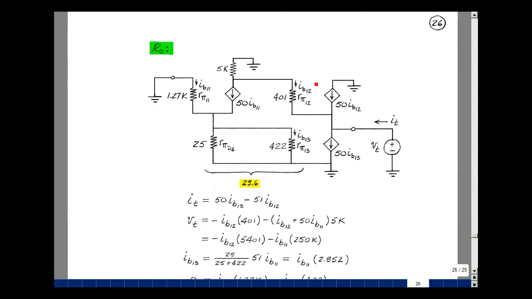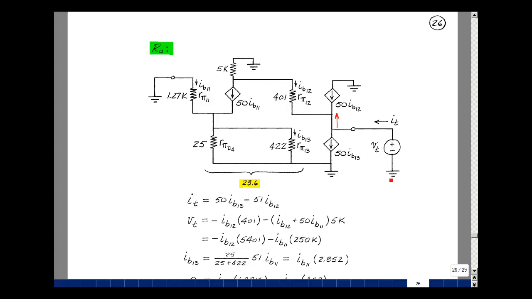To complete our model of the amplifier, we need to find the output resistance, and we'll do that by setting the independent source equal to 0. Then apply a V test here and measure an I test, and the ratio of these two would be the resistance looking back in. I test here is equal to the current that's entering, that equals the current that's leaving, which is 50 IB13, plus the current that's entering in this direction, which is a minus 51 times IB12. We've got I test in terms of IB12 and 13.